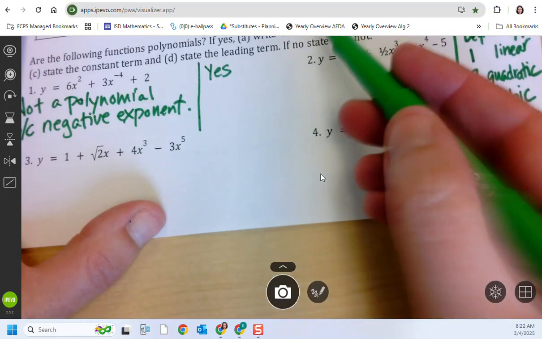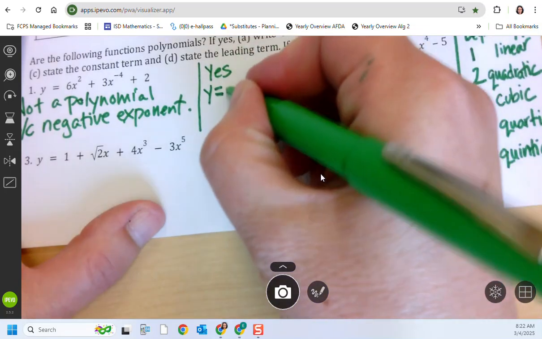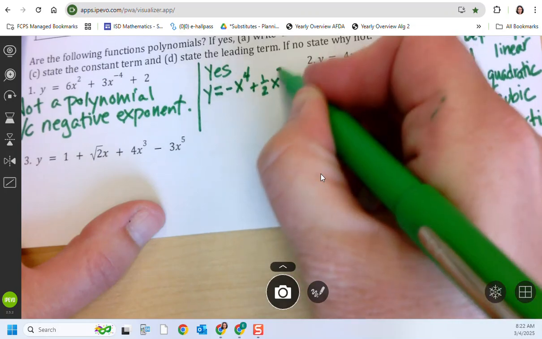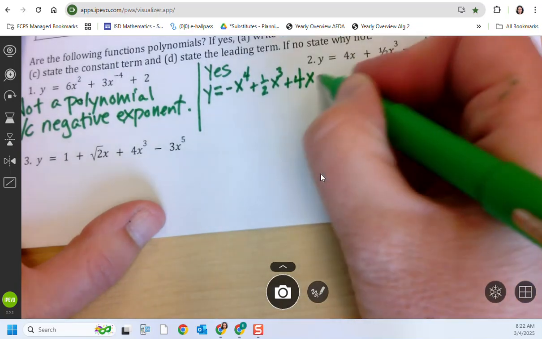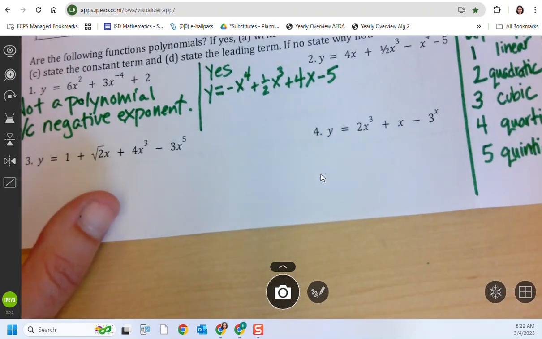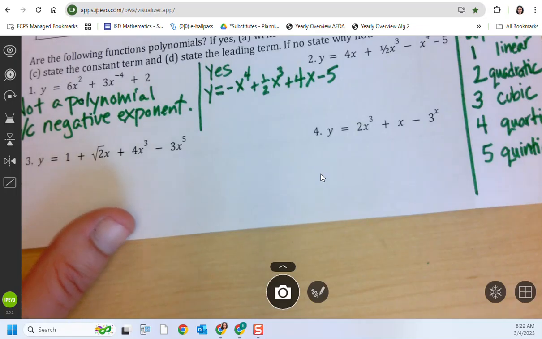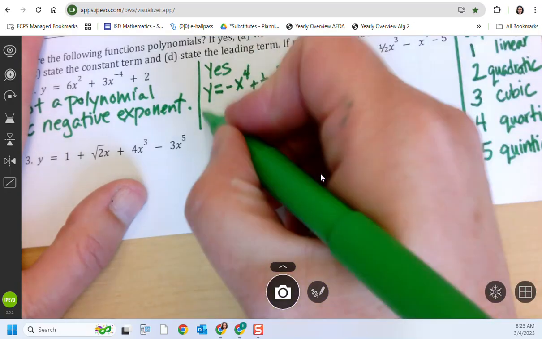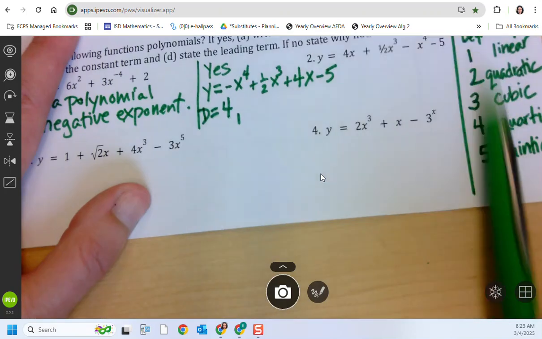And then it says to write it in standard form. So I'm going to start with y equals, and I need the term with the biggest exponent, which is the 4. So negative x to the 4. Then my next exponent is 3, plus 1/2 x to the 3. Then I've got x to the 1, so plus 4x to the 1. And then minus 5. That's the standard form. Just writing them in order from the biggest exponent to the smallest. Then it says state the degree and type. Your degree is your biggest exponent, which is what number? 4. Yep, degree is 4, which makes it quartic.